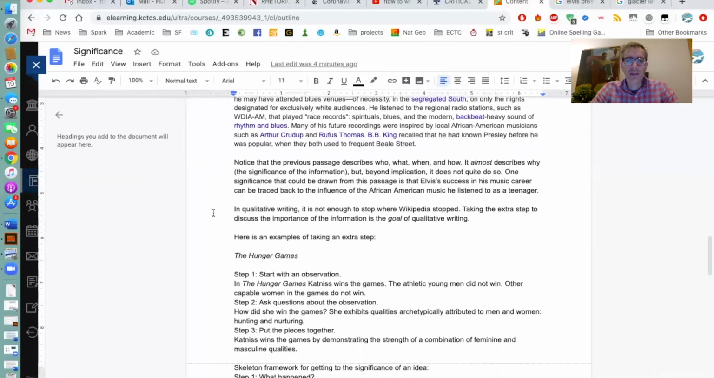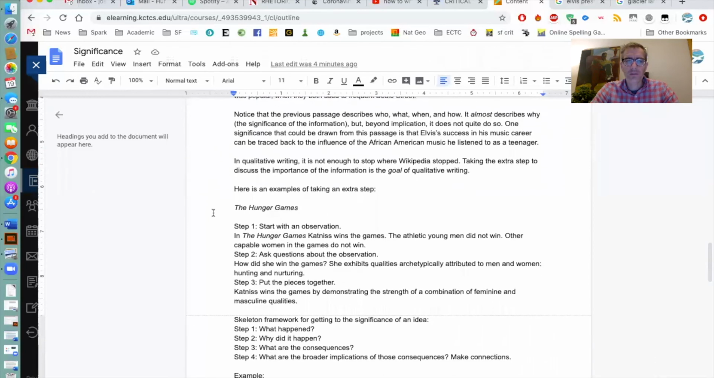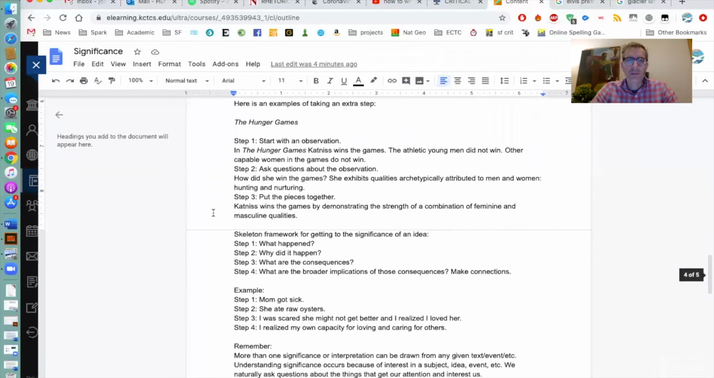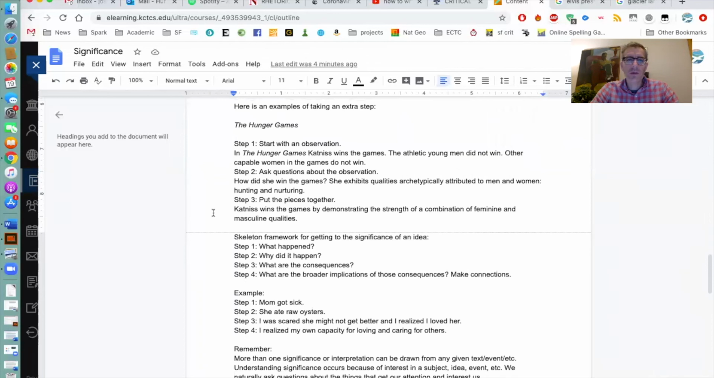Let's look at an example of taking an extra step. Maybe you saw the movies The Hunger Games that were popular in recent years. We're going to work through some observations about the Hunger Games and see if we can get to a significant statement. So step one, start with an observation. In the Hunger Games, Katniss wins the games.